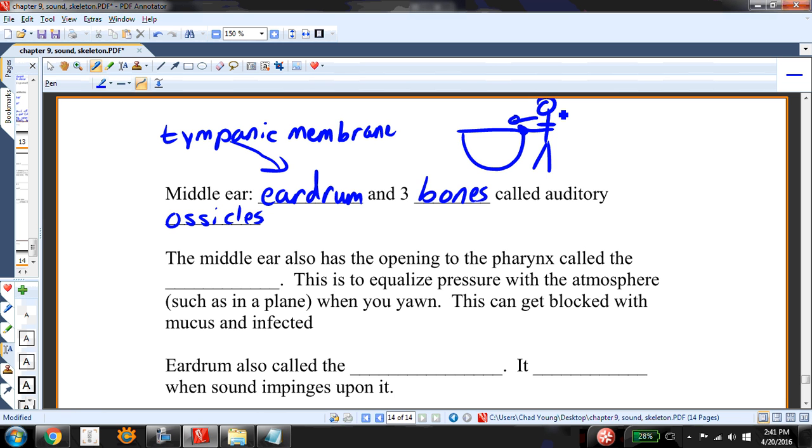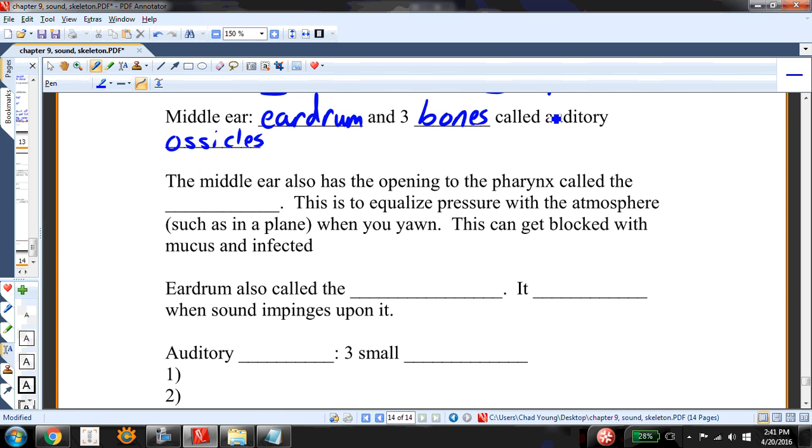Now, the middle ear also has the opening to the pharynx. This is called the eustachian tube. And this is where you equalize pressure with the atmosphere when you yawn. And this can get blocked when you have mucus in it or it becomes infected.